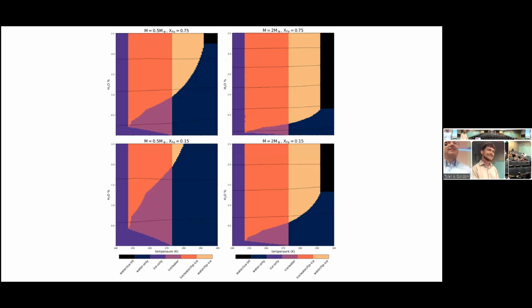The temperature on the x-axis, is that at the top or at the bottom of the hydrosphere? That's it. Yeah, I should have been clear about that. That's at the top of the hydrosphere. So I just labeled that temperature. That's the surface temperature.